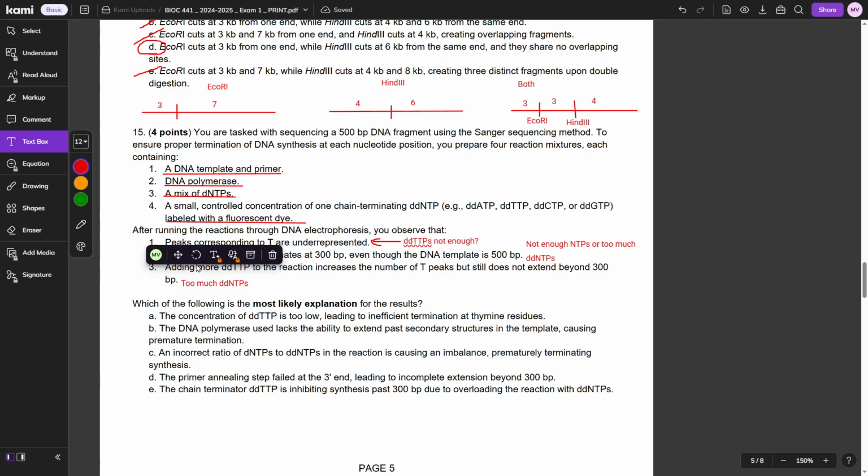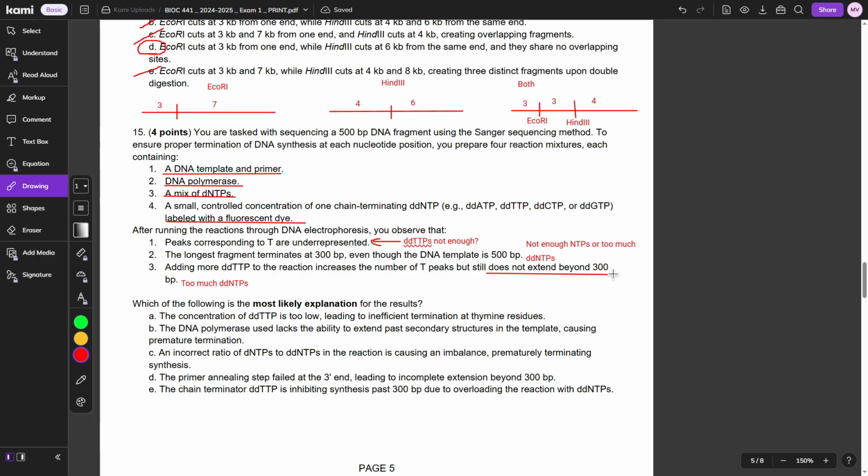Adding more ddTTPs to the reaction does increase the number of T peaks, which is great, which means we've solved that problem. But the fact that we are still not extending beyond 300 means it's most definitely an issue with the amount of terminators we have. So I'm looking for an answer that talks about the ddTTP concentration being too high, or the ratio of ddTTPs to dNTPs being too high.